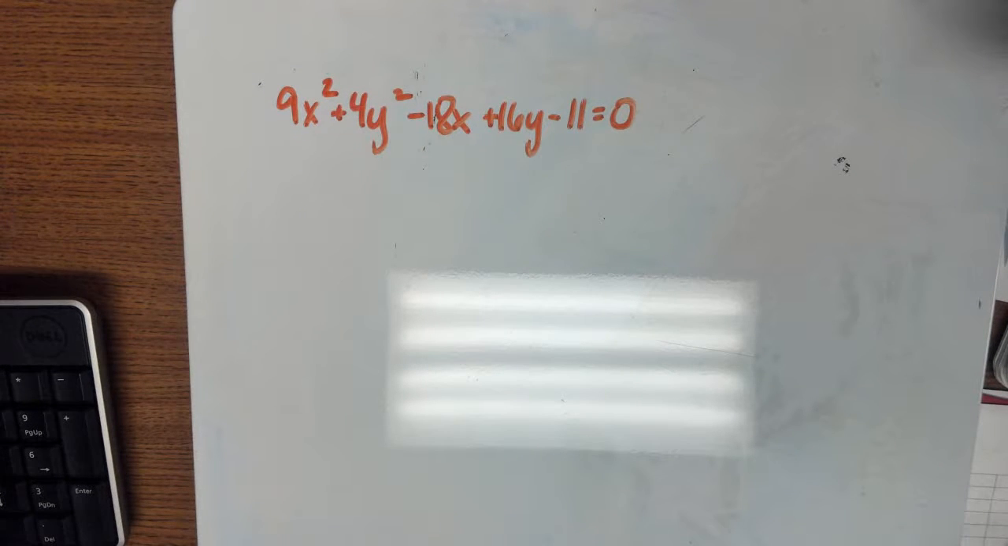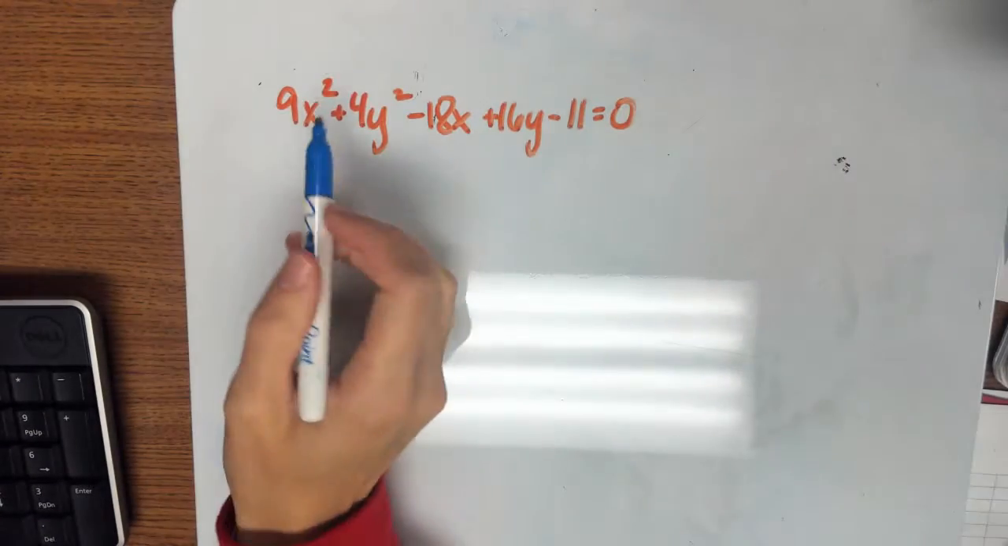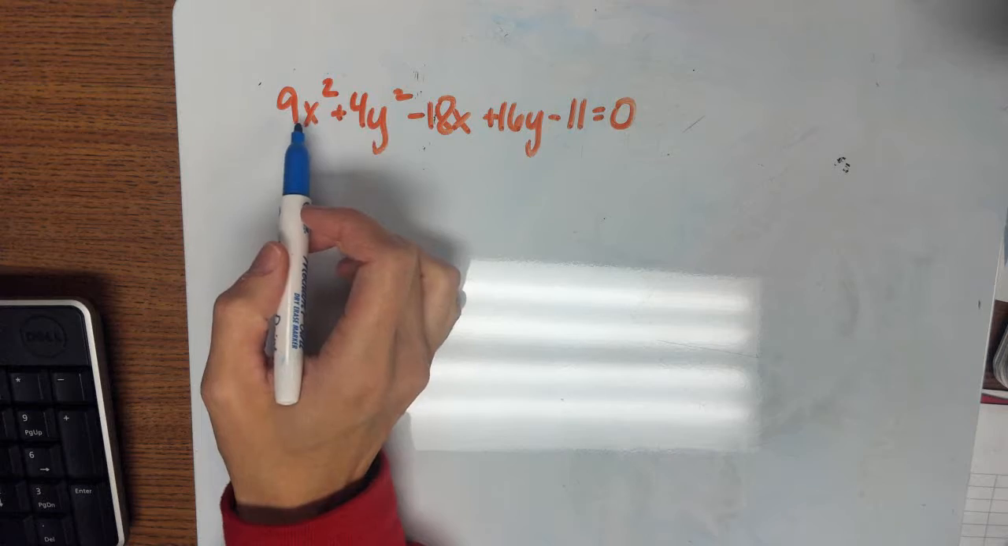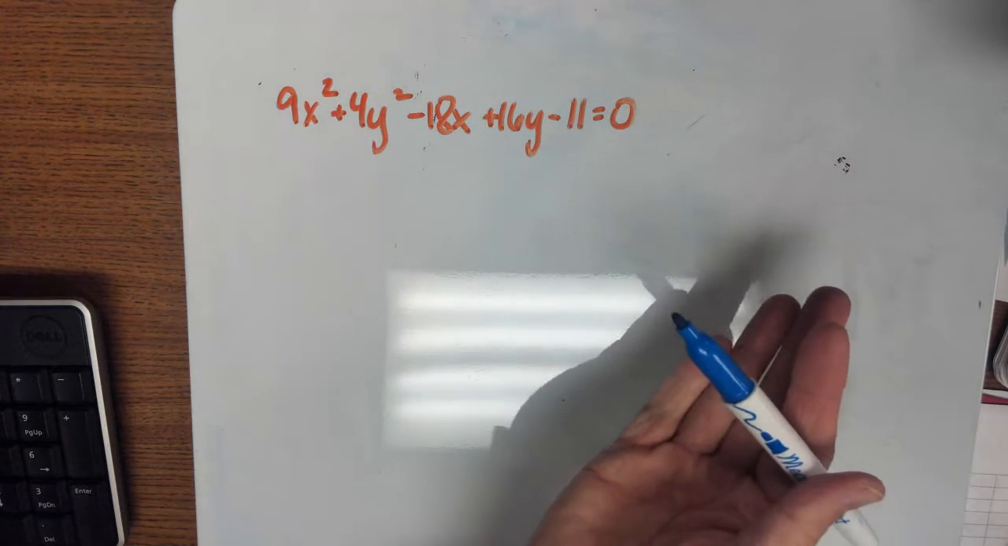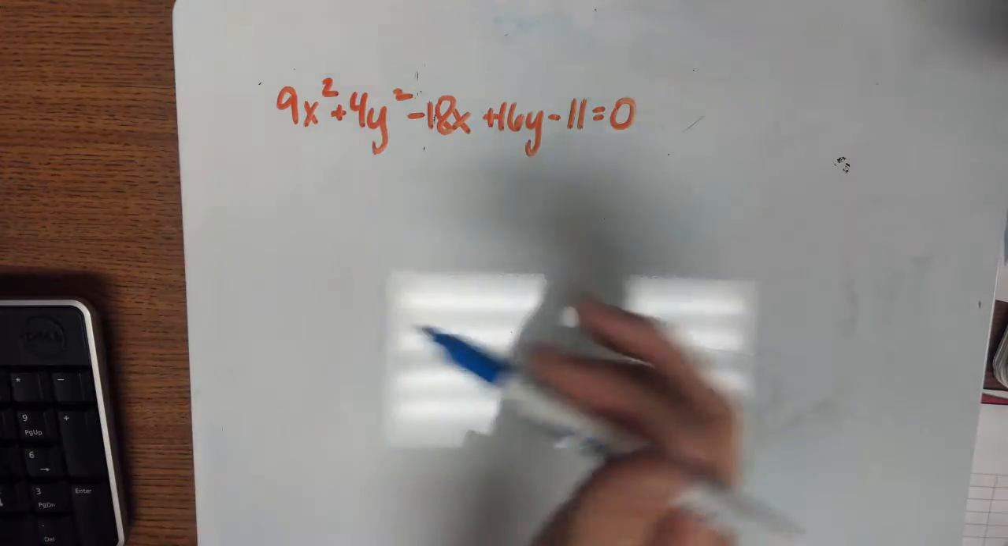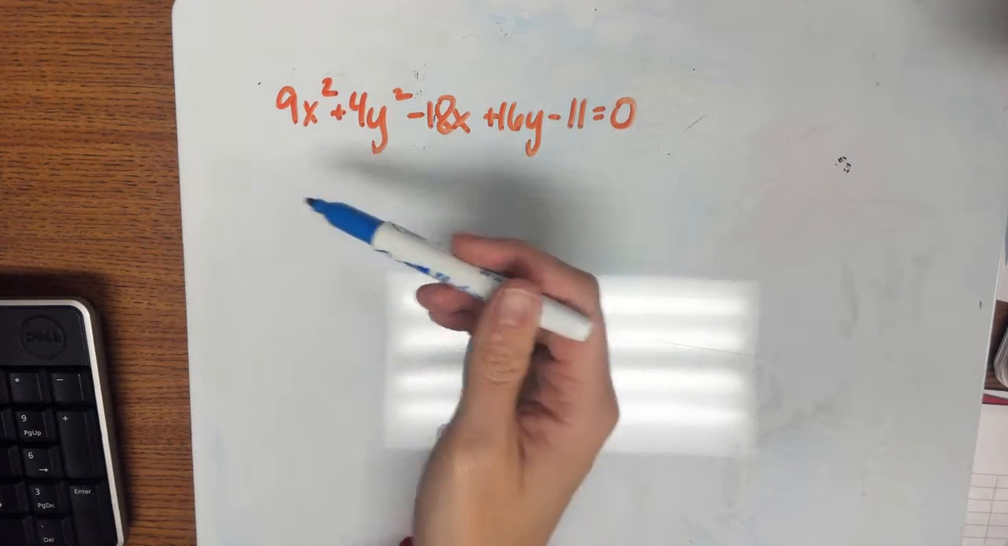Alright, so we want to take this equation and graph an ellipse. We know that it's an ellipse because we look at our squared values, our x squared and y squared, and the numbers in front are different. That means that when we get our equation equal to 1, we're going to divide by some number, and if I divide 9 by a number and 4 by that same number, I'm going to get two different denominators.